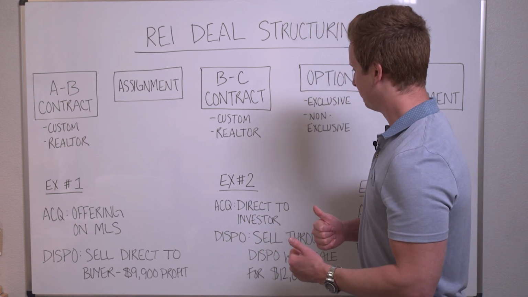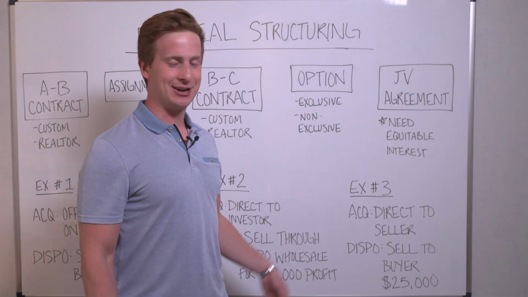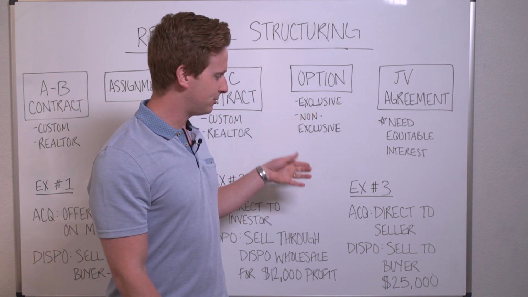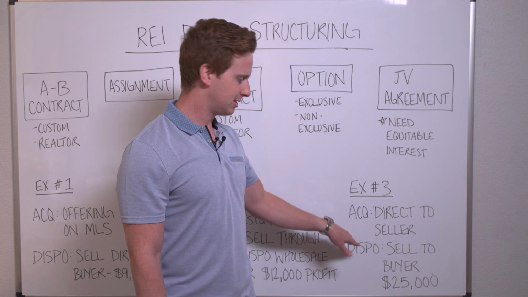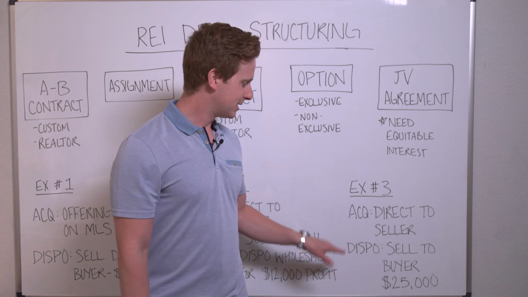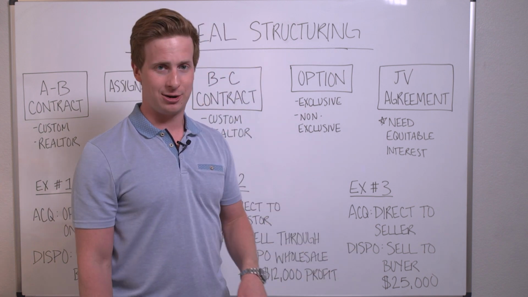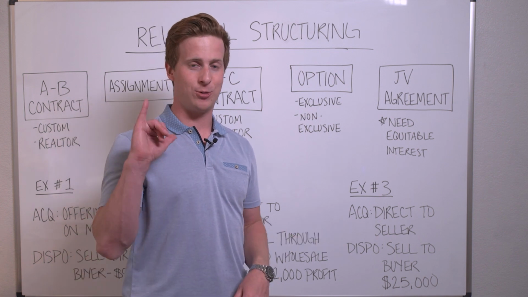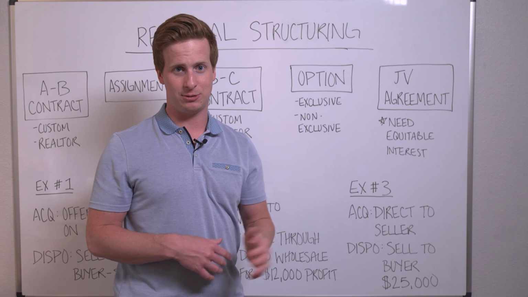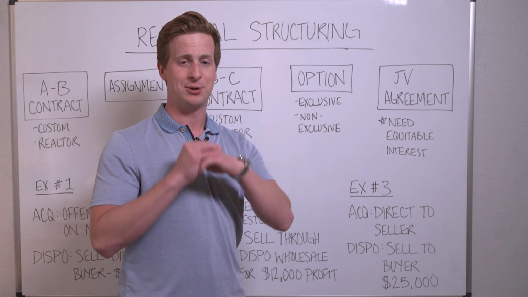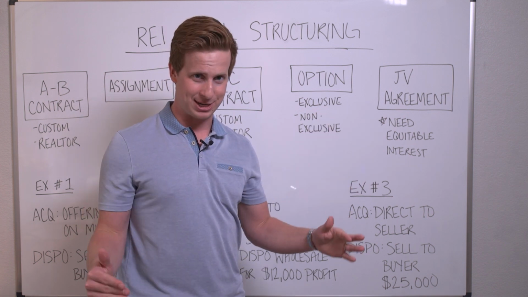Sweet. All right, moving right along. Example number 3. Okay, so on this one, we acquired the property direct to seller, and we're dispoing the property, right? Because dispo is dispositions, means selling. We're dispoing the property to a buyer. So this is a classic wholesale. We acquired direct to seller, we're selling direct to buyer, right? We don't have a wholesaler or dispo wholesaler. We're not microflipping, we're not co-wholesaling, not doing any of the fancy stuff, just the basics, right?